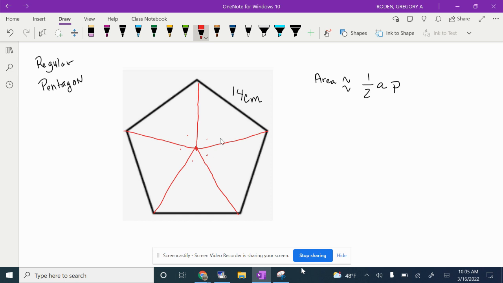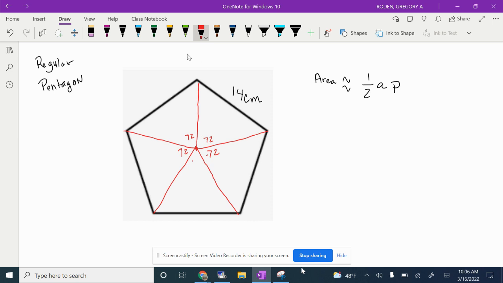What are each one of these central angles going to be? 72. How are you getting 72, Martin? Because if you take 360 and divide it by 5, you'll get 72. Okay, do we all agree 360 divided by 5 is 72? So each one of these, ladies and gentlemen, is going to be 72.